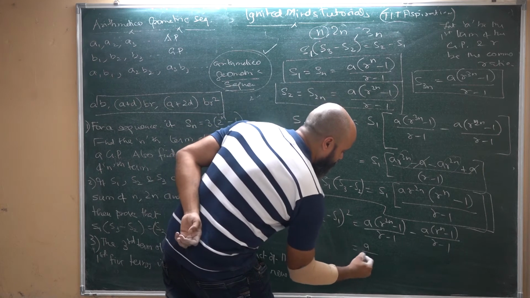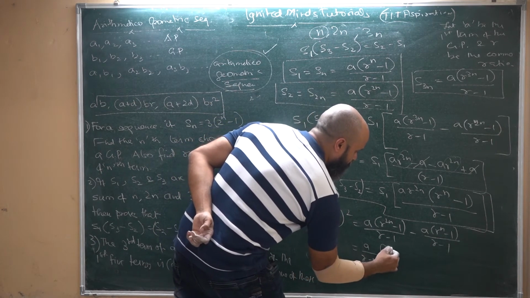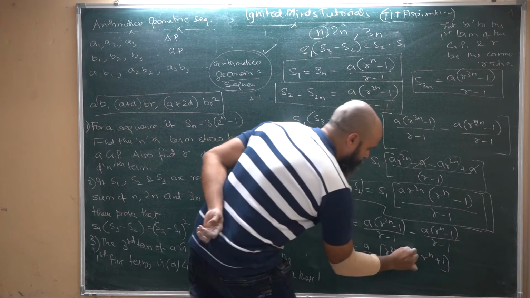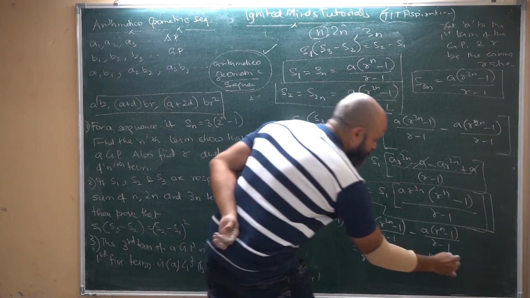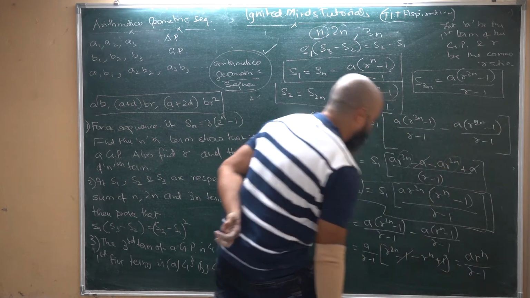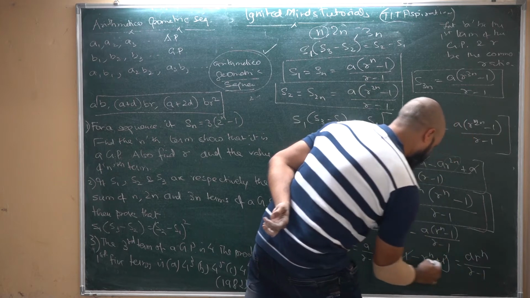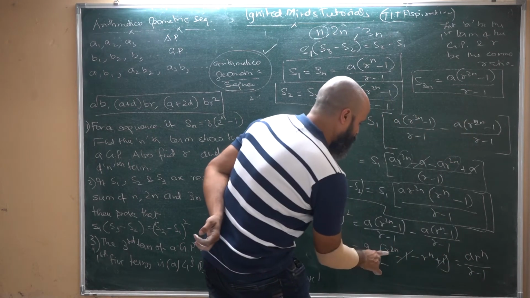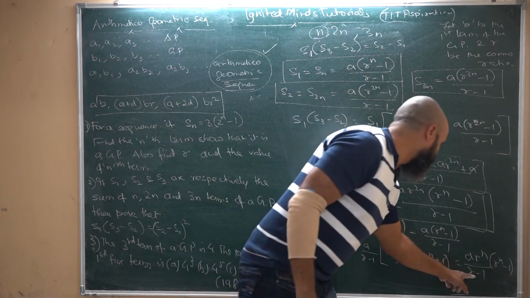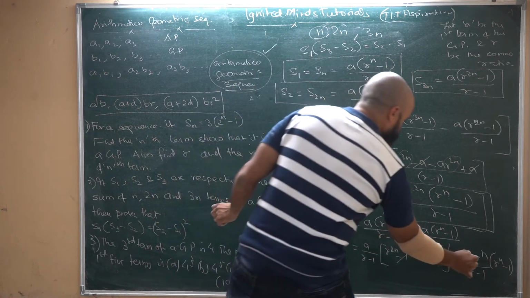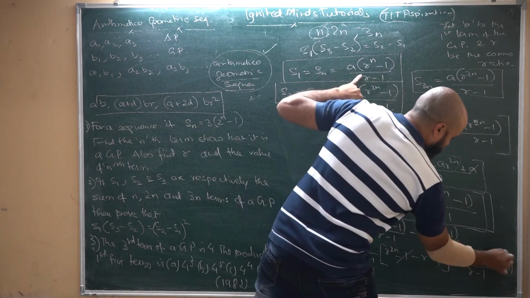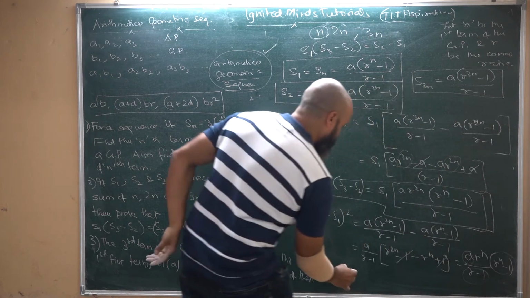So if we take out the A by R minus 1 part as common, we will be left with R^2n minus 1 minus R^n plus 1. This gets cancelled. Again within these two, we can take out R^n as common. We will be left with R^2n minus n, so this will be R^n minus 1, A R^n. Now if you very closely look into this, A R^n (R^n minus 1) by R minus 1.